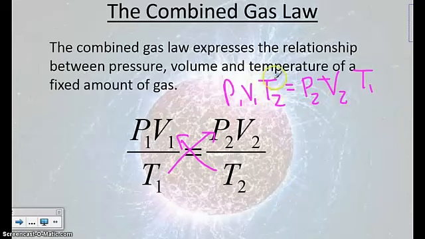So if you were to cancel out the temperatures because it's constant and you were only given values for pressure and volume, you would have Boyle's law. If you were to cancel out the V's because the volume is constant and you just have pressure and temperature, then that gives you the gas law with the relationship between pressure and temperature. Okay, so you can use this equation to get all other equations by just scratching out the variable that is constant.